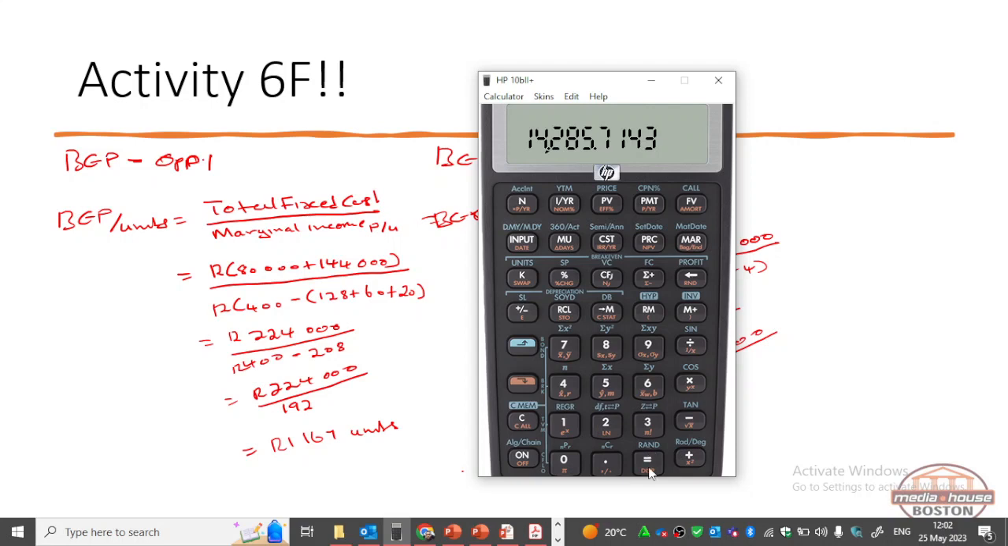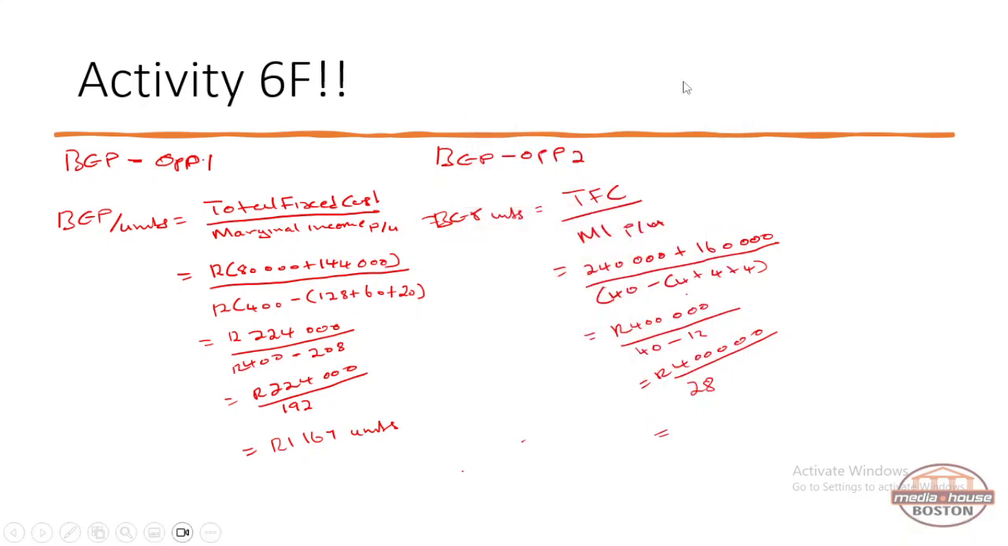Let me just divide by 28. So we then have our break-even point being 14,286. So we're gonna have our break-even being 14,286, rounding this off. So please make sure that you write that it is in units. So this is actually in units.